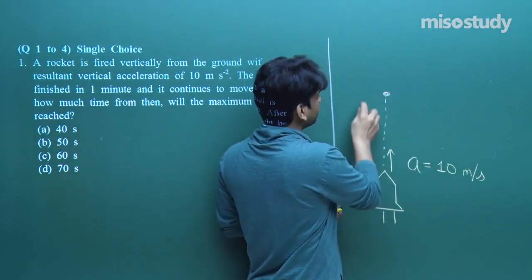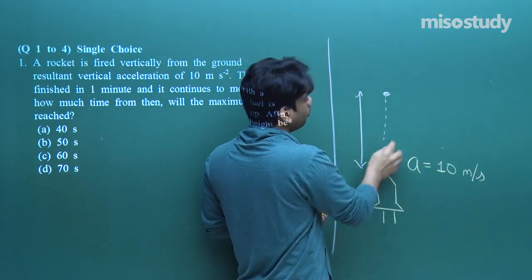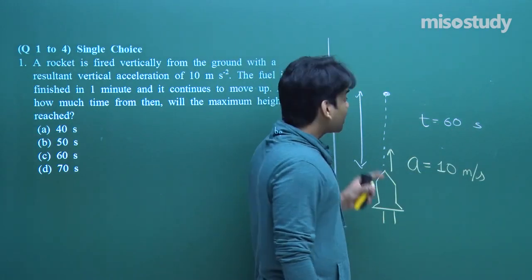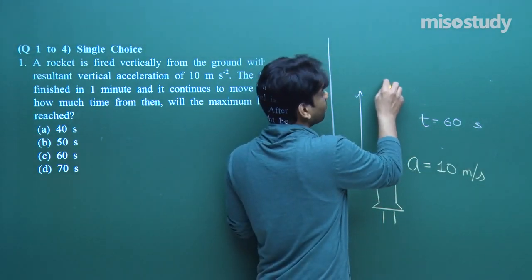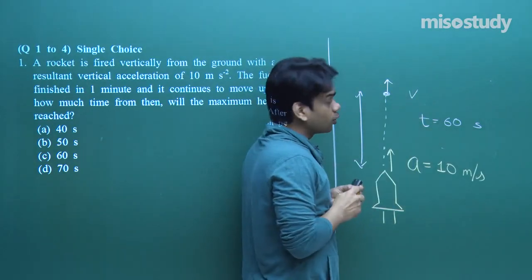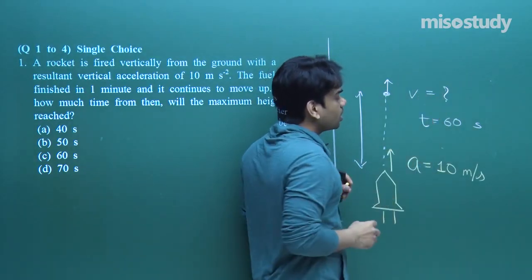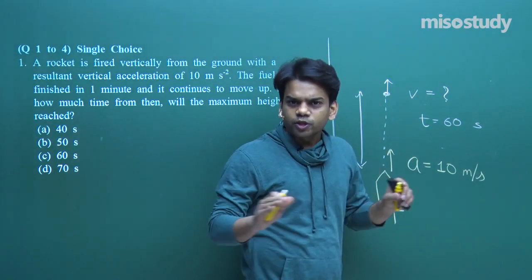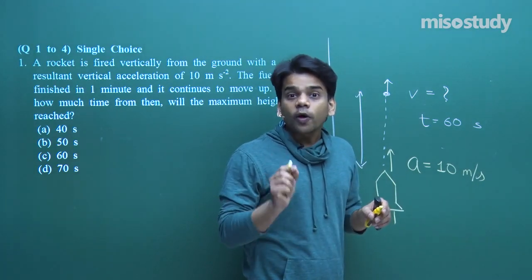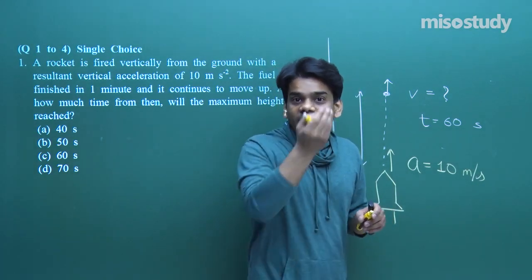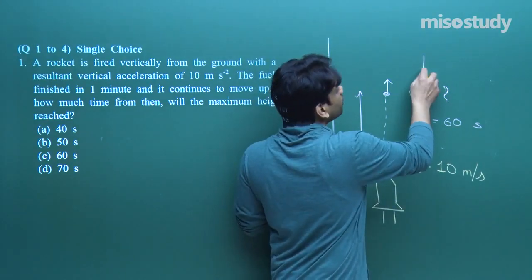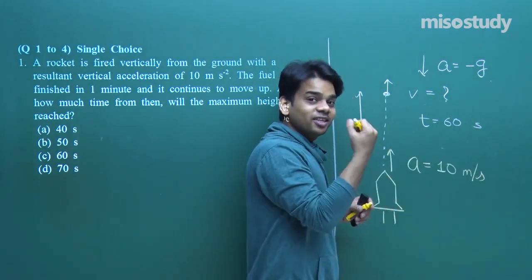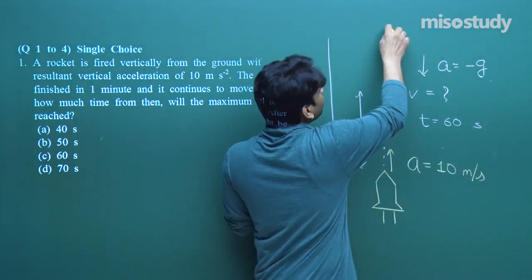Let us say it reached here and it has moved for time t equal to 60 seconds, because 1 minute is 60 seconds. Let's say the velocity attained here is v. We don't know what velocity it has attained. After completing 1 minute, the fuel is exhausted. Now the rocket moves due to acceleration due to gravity acting in the downward direction, that is minus g. Now it will travel for some time.